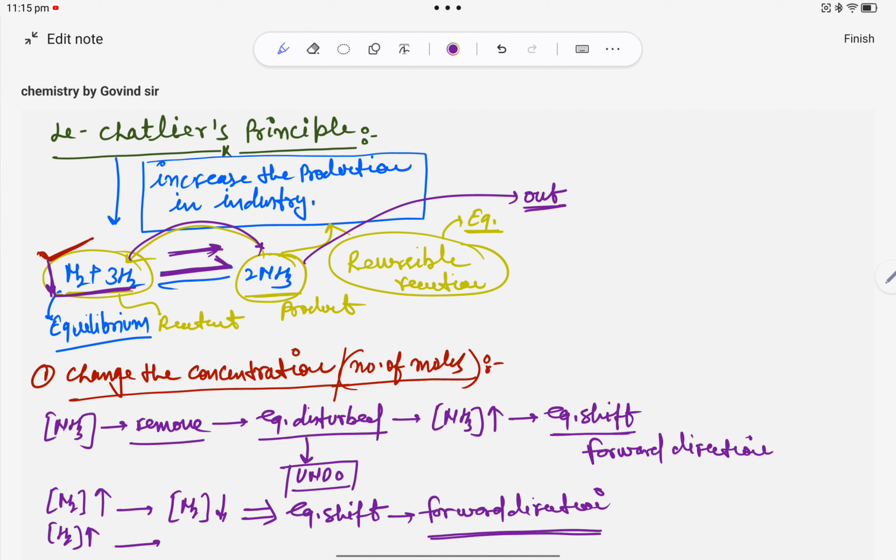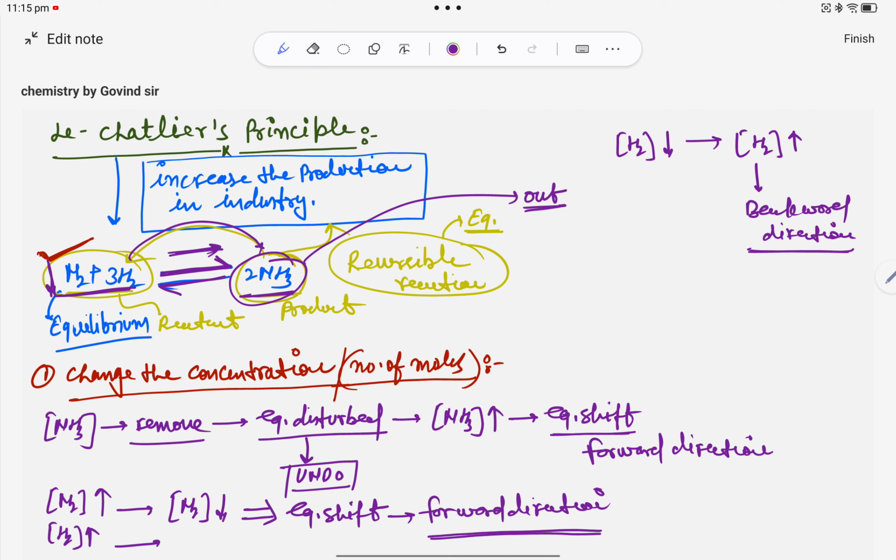But in case you decrease the concentration of hydrogen, then what happens? The equilibrium wants to increase the concentration of hydrogen. Now tell me, how does the concentration of hydrogen increase, children? By the dissociation of ammonia. Then the equilibrium shifts this time in which direction? Backward direction. That means less production of ammonia. So that is the concept.